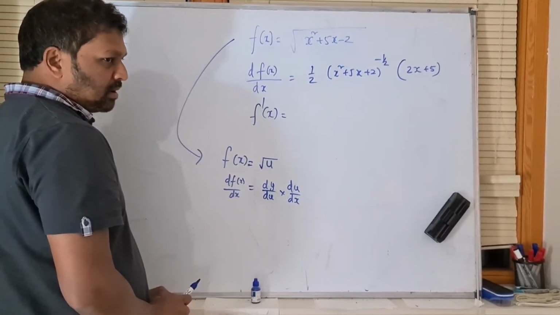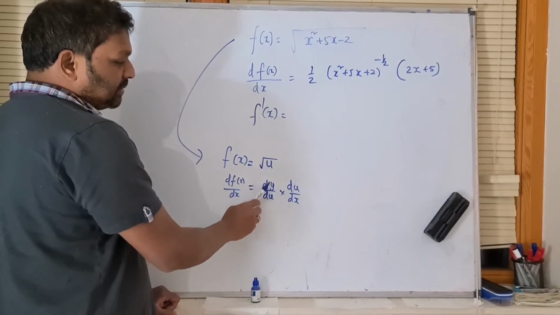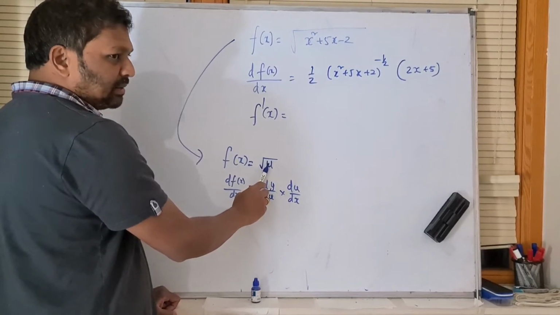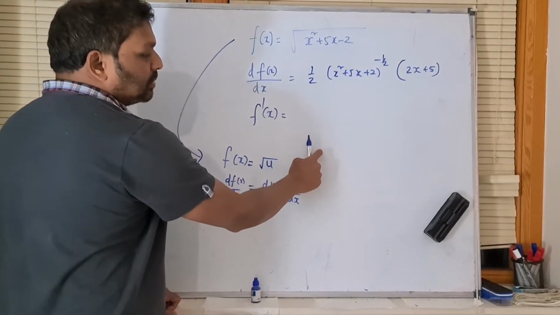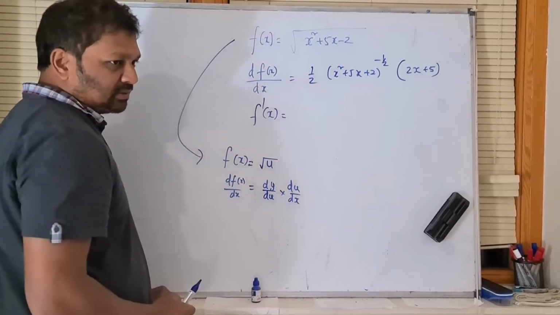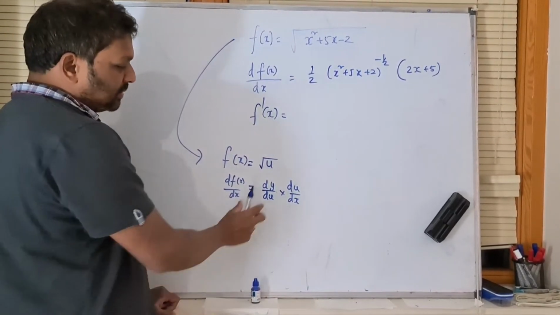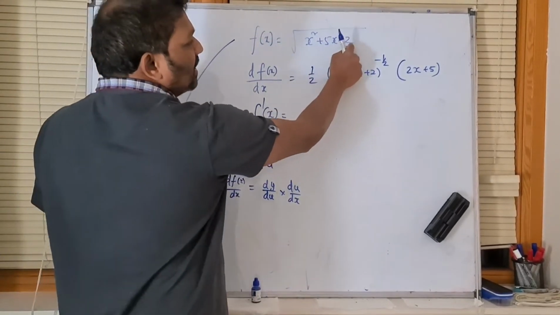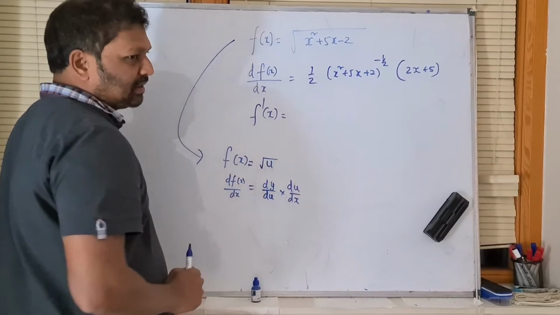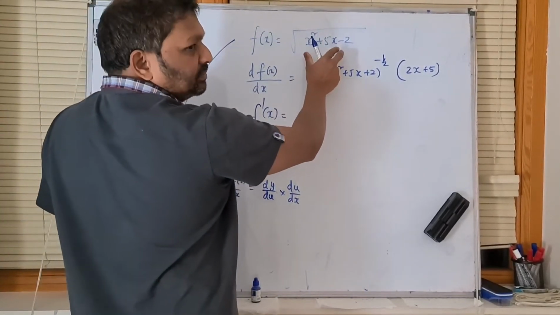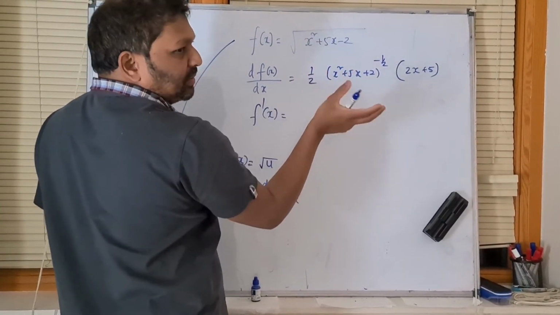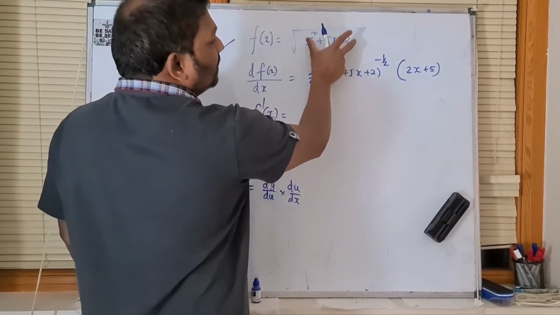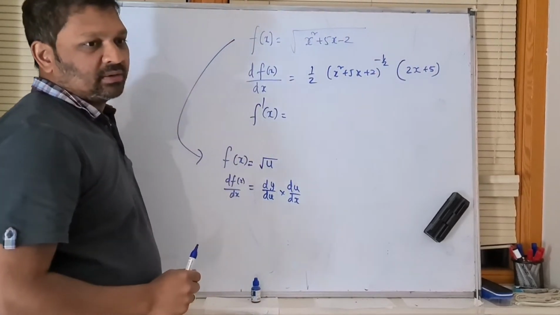Differentiation of y with respect to u, if you differentiate it with respect to u, gives 1 by 2 u to the power of half minus 1. That is this part. Then what do you get? The differentiation of u with respect to x, where this part is u, differentiated with respect to x, the same thing we did. So you consider the whole thing as some variable, differentiate with respect to that variable, thereby we got this part, and you differentiate the inner part, the inner function.